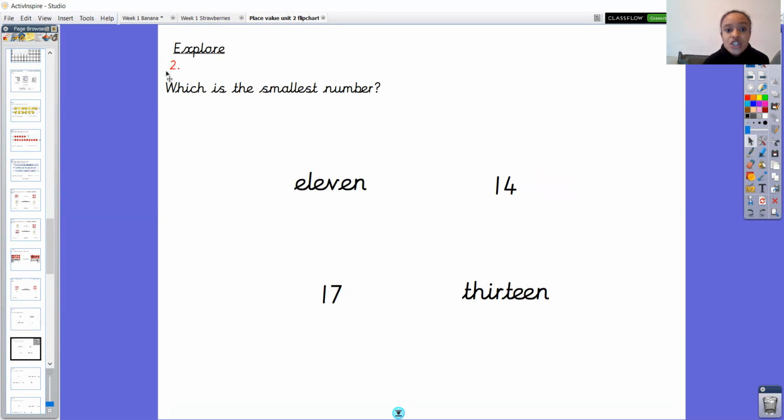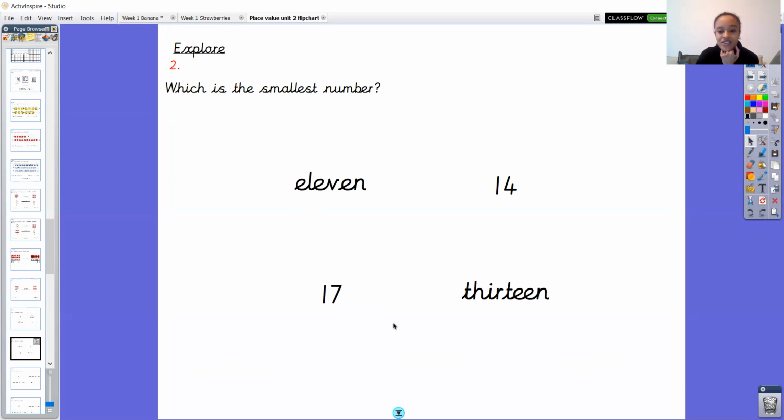This is question 2, so you could always write that one down in your book so that I can see. This time it's asking us for the smallest number. Okay, so have a read of these 4 numbers. Which one is the smallest? Write down the smallest number, please. So pause the video and write down the smallest one.